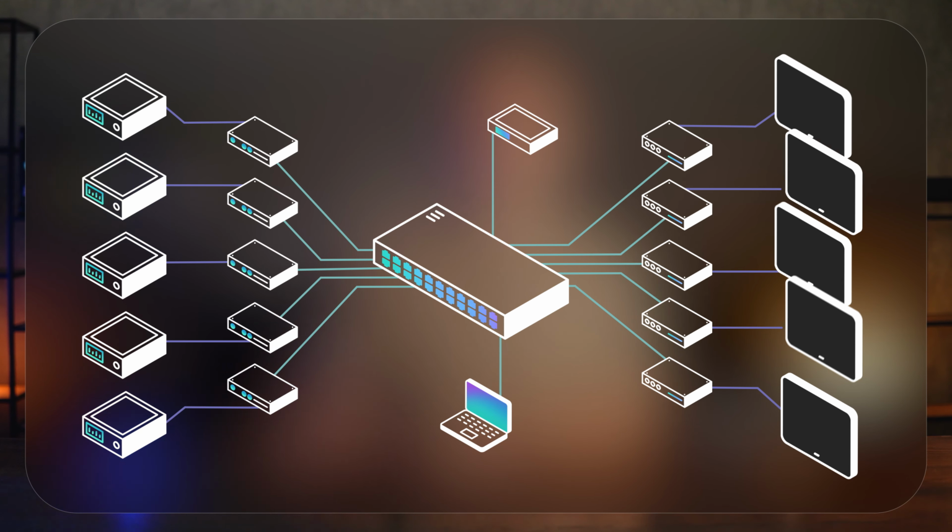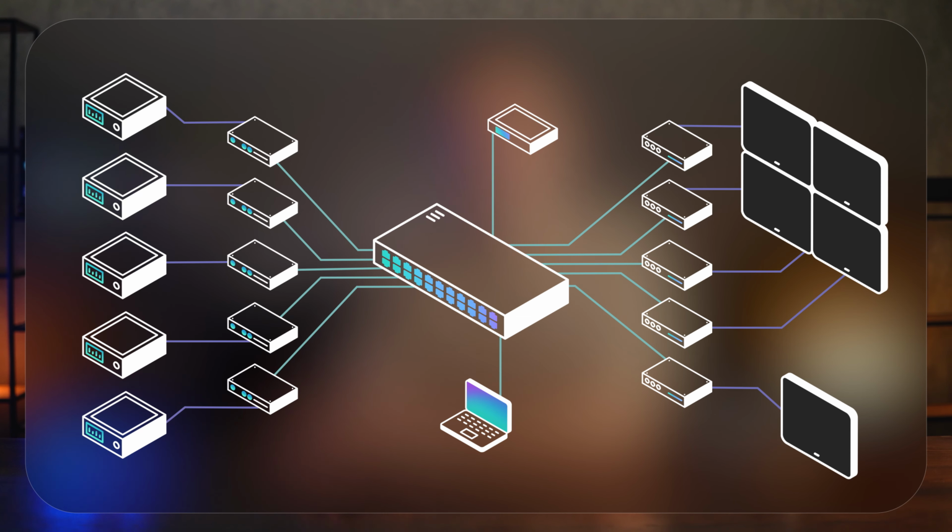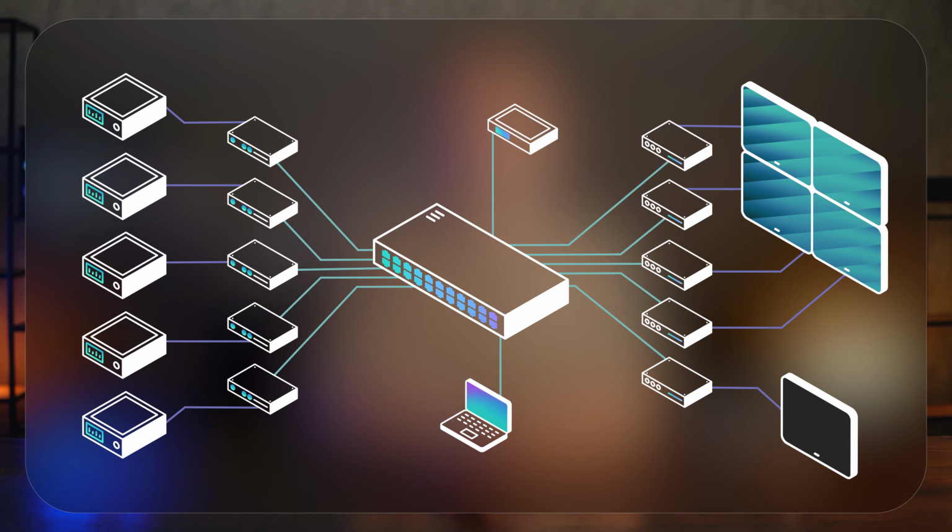Now, let's say you want to combine 4 displays into a 2x2 layout to show a single image stretched across all of them. This is what we call a video wall. All you need to do is define the video wall in the controller's dashboard, and that's it. Any source can now be shown across the 4 displays.